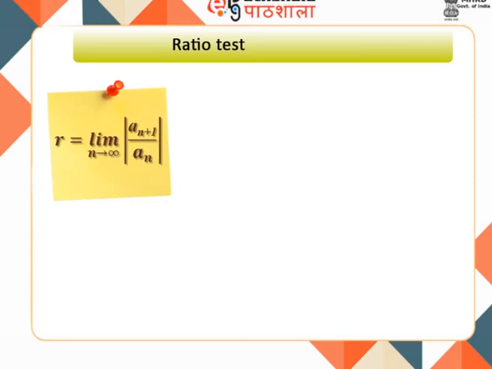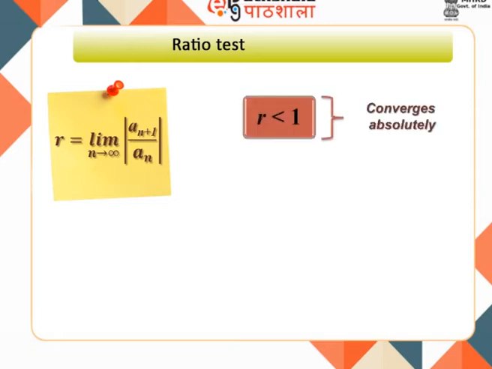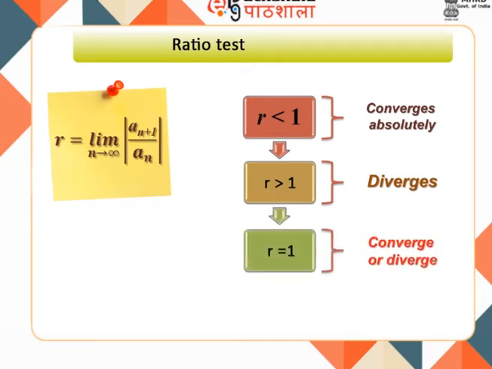Let us briefly go through various tests of sequences. Ratio test. This is also known as D'Alembert's criterion. Suppose there exists R such that limit n tends to infinity of |a_(n+1) upon a_n| is equal to R. If R is less than 1, then the series converges absolutely. If R is greater than 1, then the series diverges. If R is equal to 1, the ratio test is inconclusive and the series may converge or diverge.